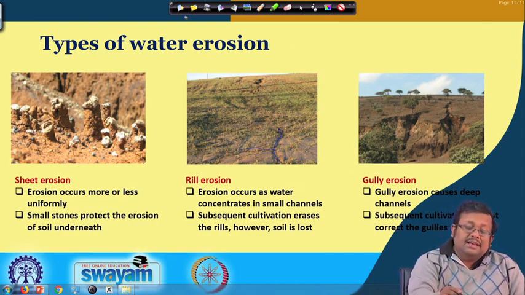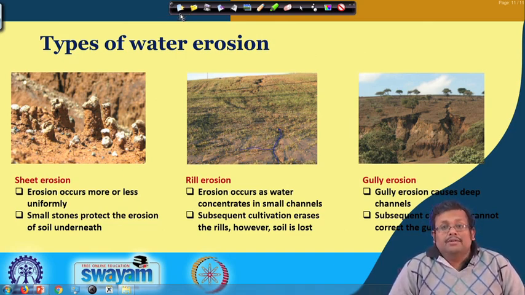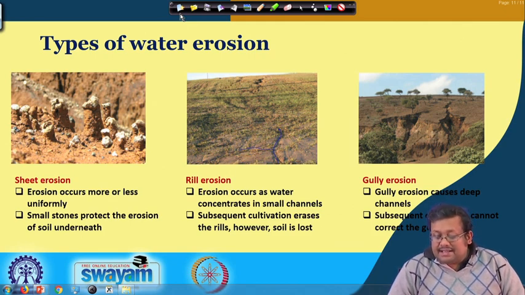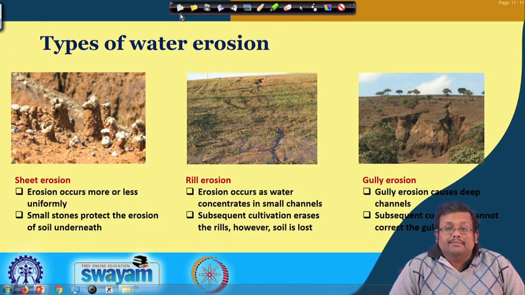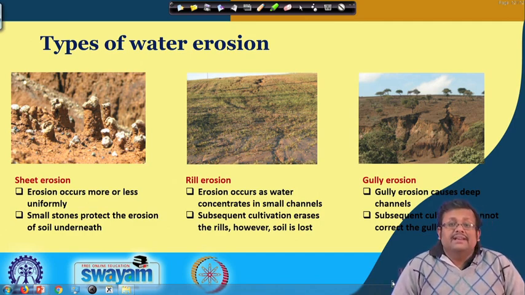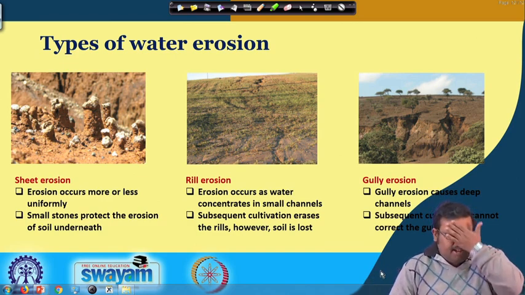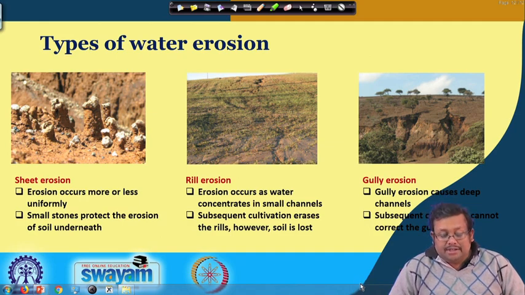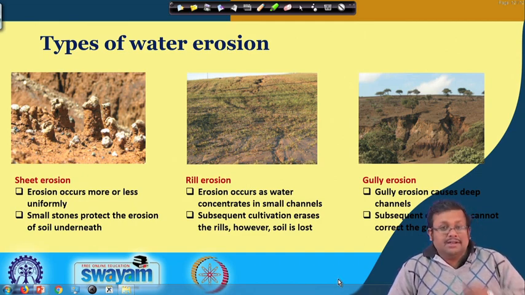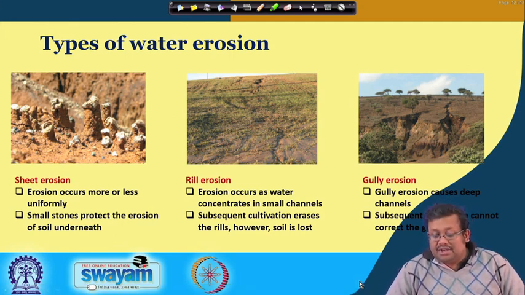And gully erosion is an extreme form of soil erosion. In this type of erosion, there are deep channels, and subsequent cultivation cannot correct the gully. This is very important, and this is the difference between rill erosion and gully erosion. Rills are small channels that can be erased using subsequent cultivation, however the soil is permanently lost. In gully erosion, there are deep channels, and subsequent cultivation cannot correct the gullies.